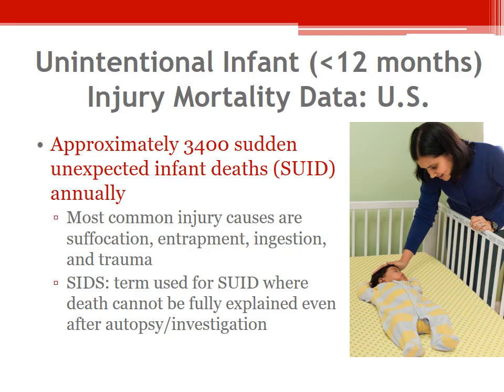So, we will start with some data on infants. When I refer to infants in this lecture, we're talking about children under 12 months of age. In the United States, every year, approximately 3,400 cases of sudden and unexpected infant death occur. This is known as SUID. The most common forms of SUID injury are suffocation, entrapment, ingestion, and trauma. The word unexpected is important here when we talk about this number, about 3,400 a year.